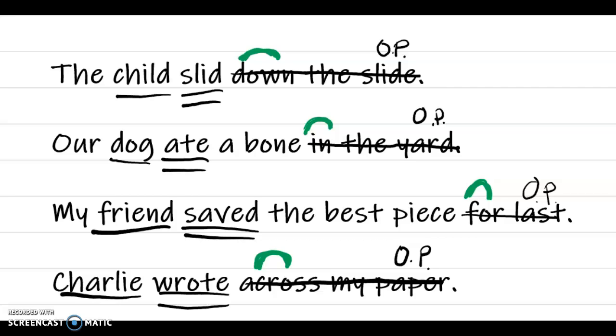I hope you enjoyed parsing these sentences. We're going to be parsing again in just a little bit. So enjoy parsing.